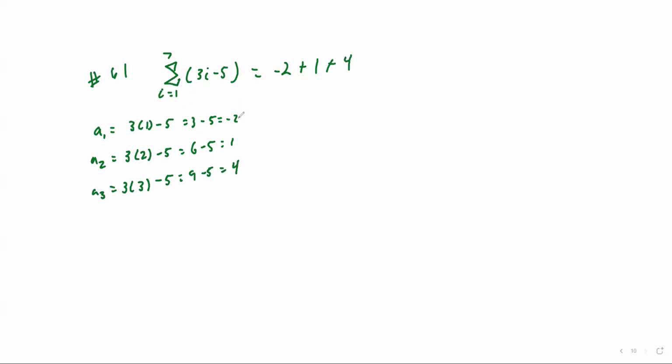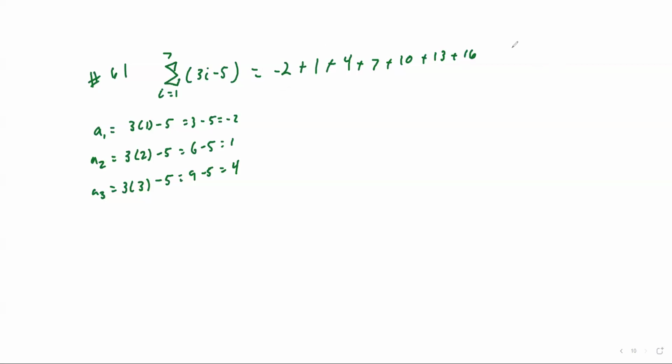Hopefully at this point you're seeing, hey, I'm just adding 3 each time. So my 4th term would be 7. My 5th term would be 10. My 6th term would be 13. And my 7th term would be 16. The reason I'm going to stop there is because the number was 7. So this is your expanded form.